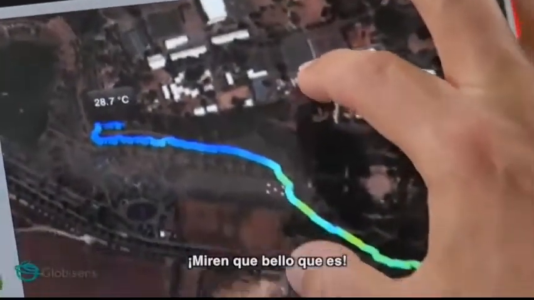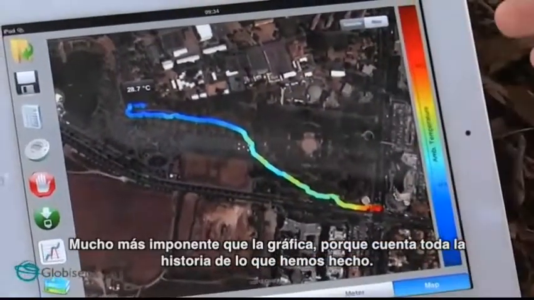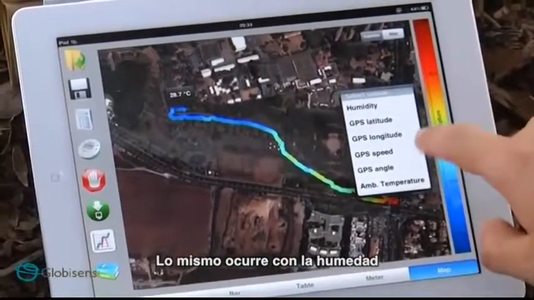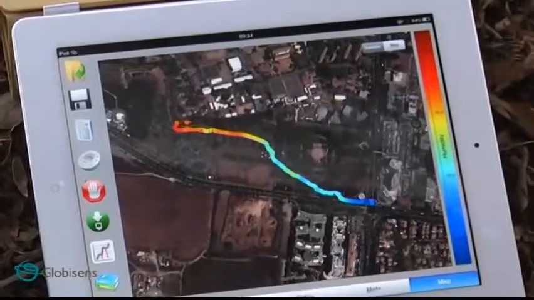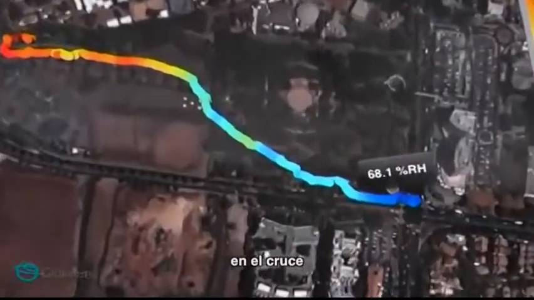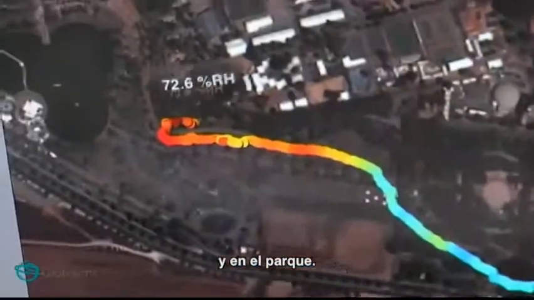Look how beautiful this is. Much better than just a graph, because it tells the full story of what we did. The same goes with humidity. In the junction and in the park.